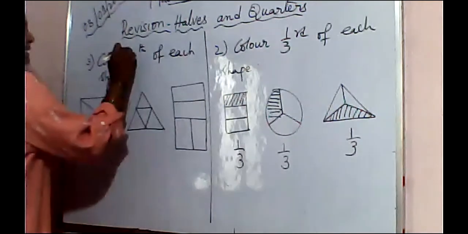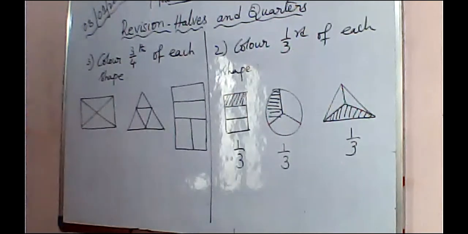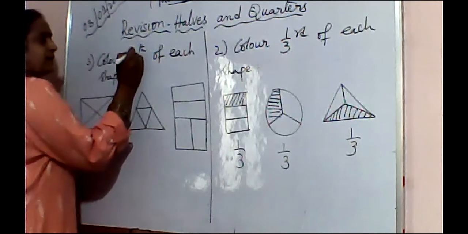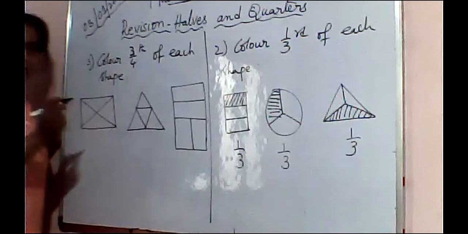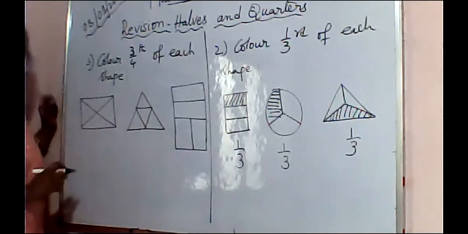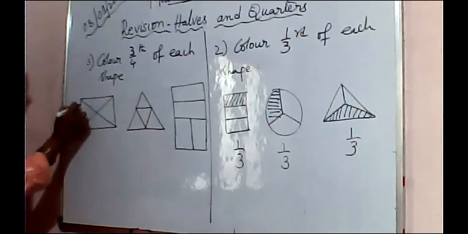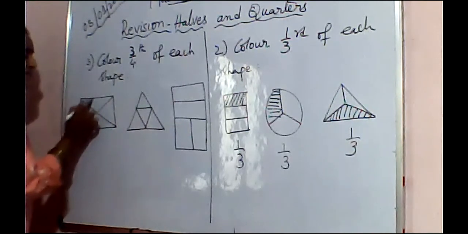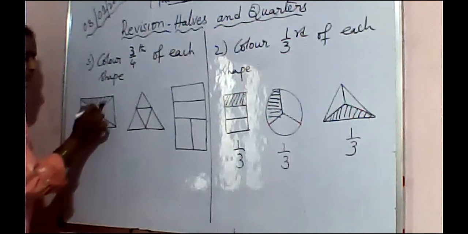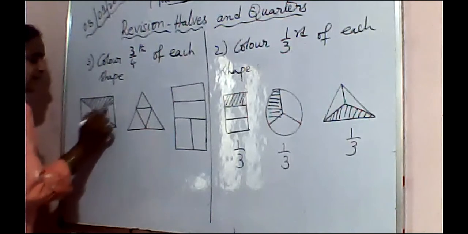Yes. Color 3/4 of each shape. 3/4 means how many parts do we have to color? Ma'am, we have to color 3 parts out of 4 parts. Very good. We have to color 3 parts out of 4. Any 3 parts we can color here.